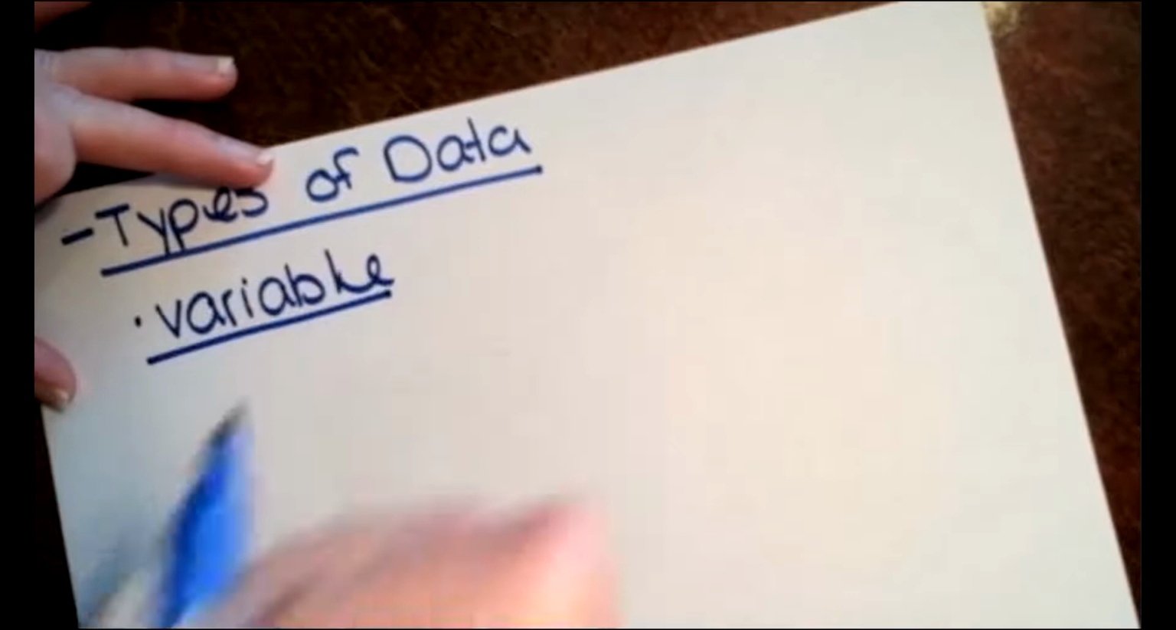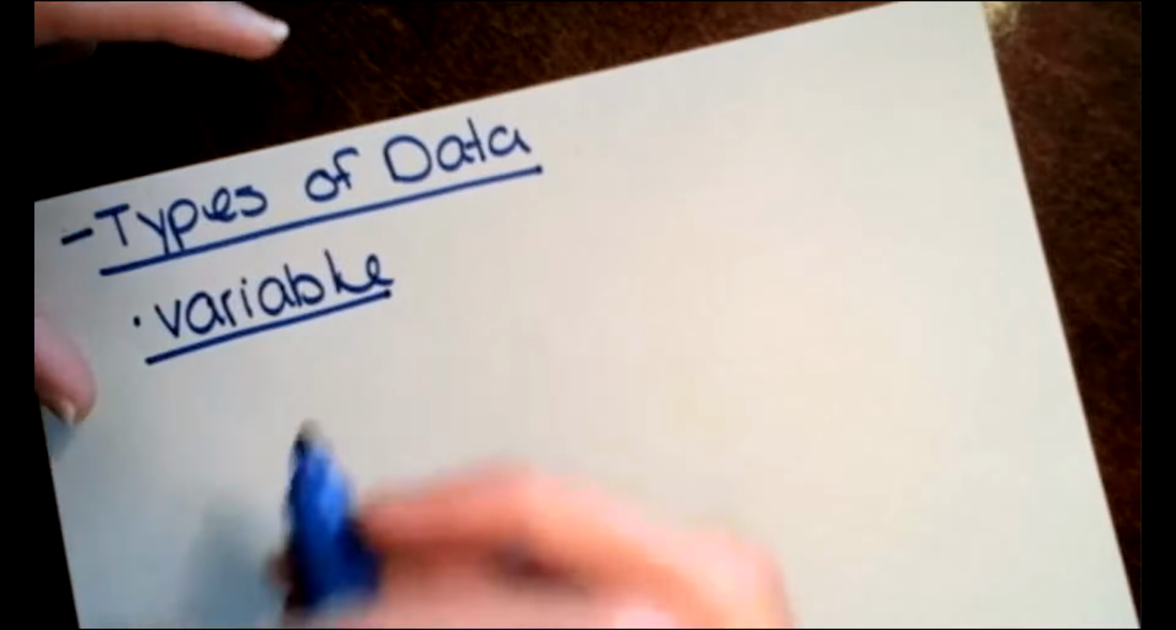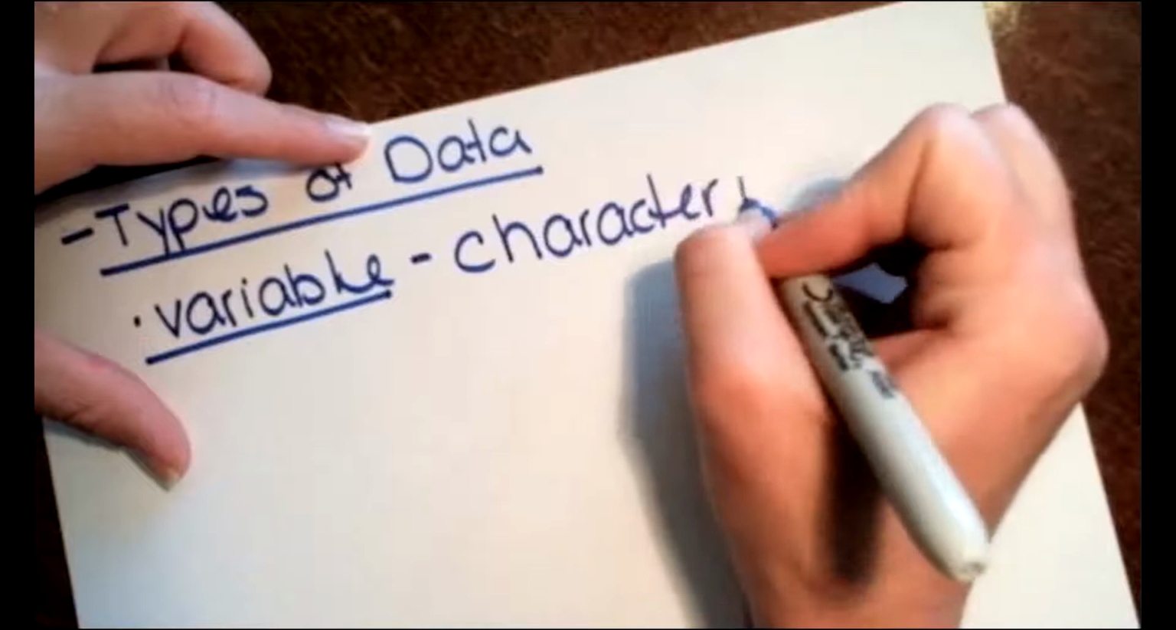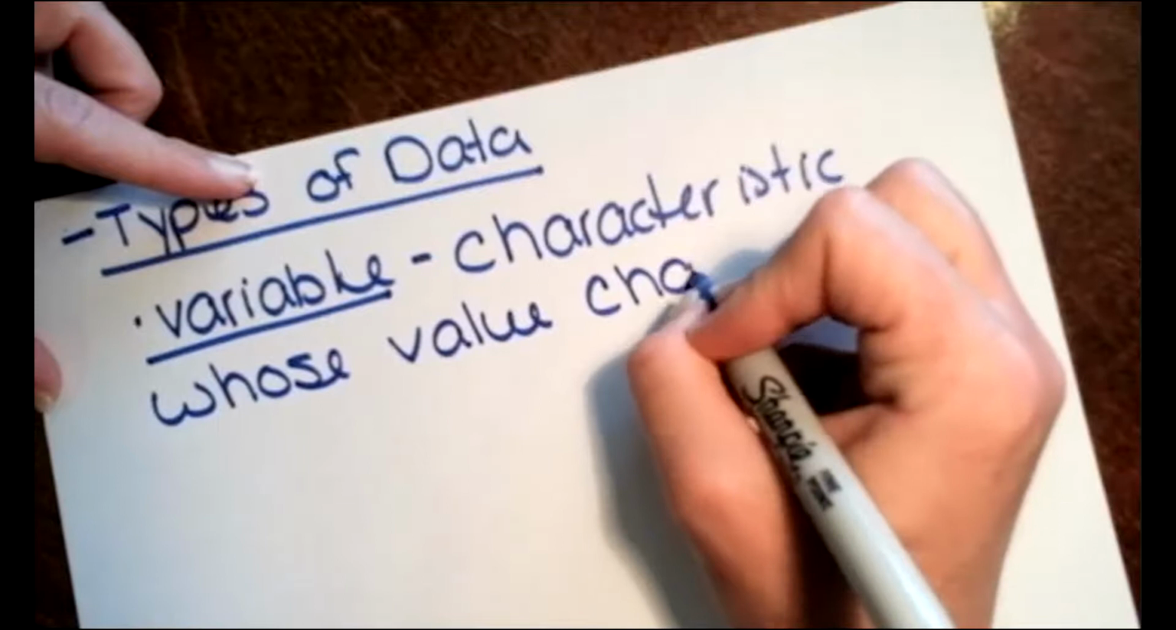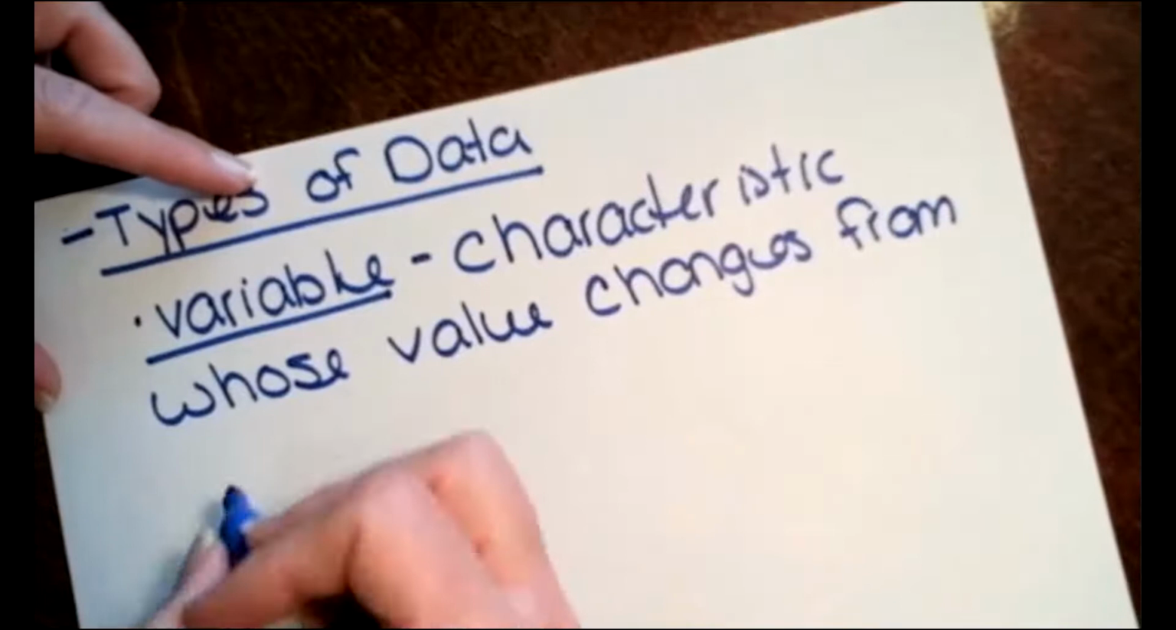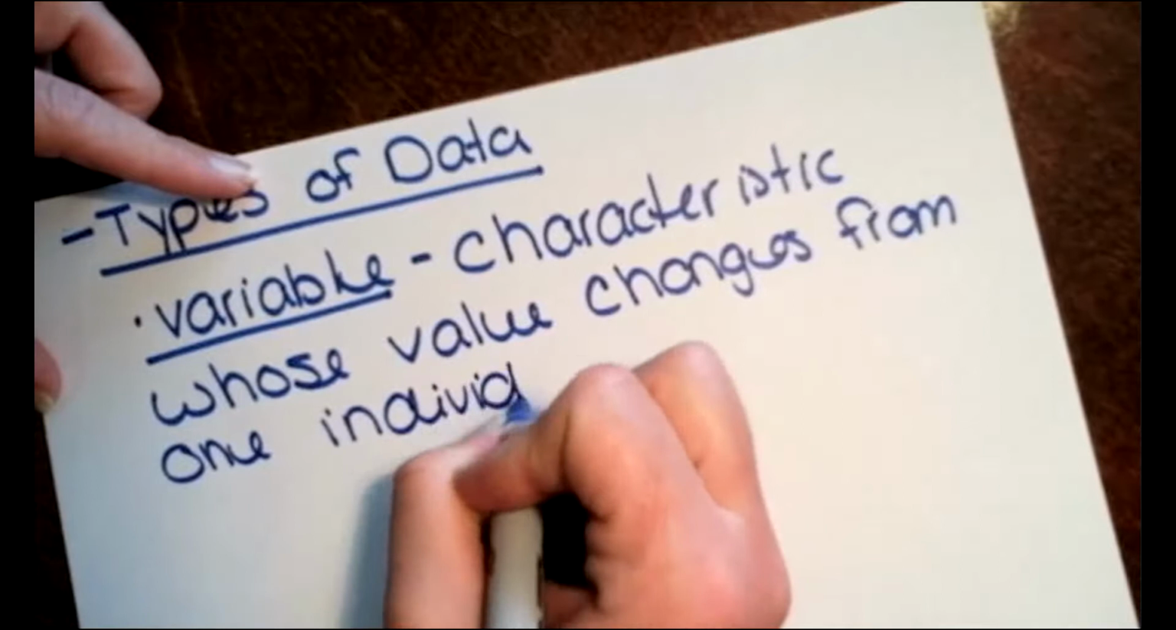The next thing I'm going to talk about before we get to the type of data is a variable. A variable is a characteristic whose value changes from one individual to another.